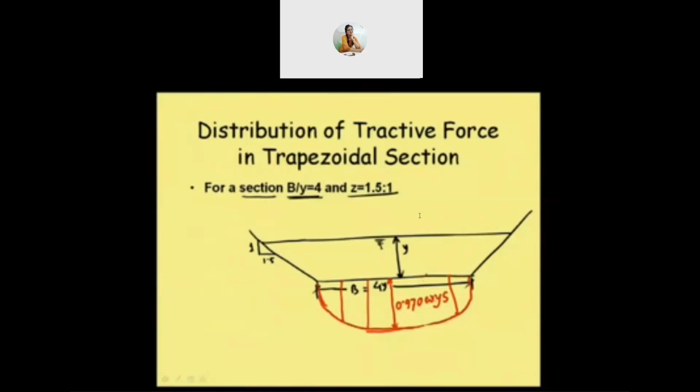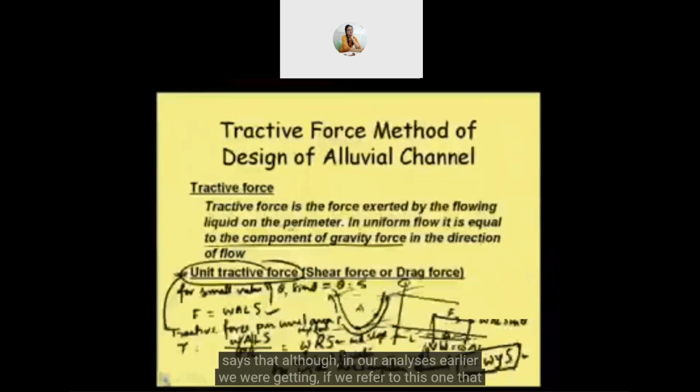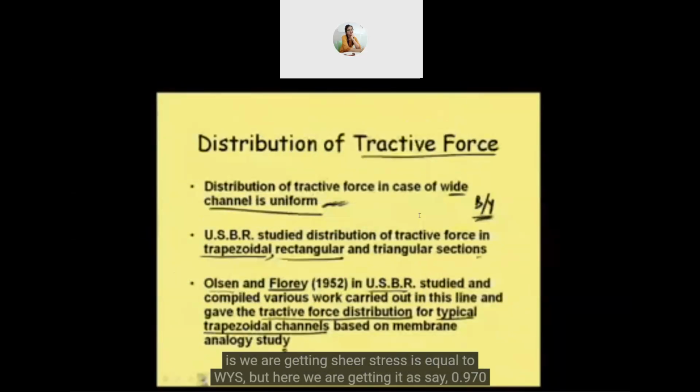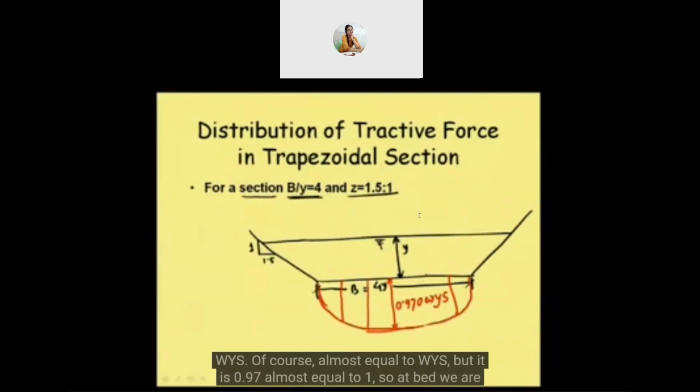Fine. Now, this distribution says that although in our earlier analysis we were getting shear stress equal to WYS, here we are getting it as 0.970 WYS. Of course, it is almost equal to WYS, 0.97, almost equal to 1. So that is at the bed.